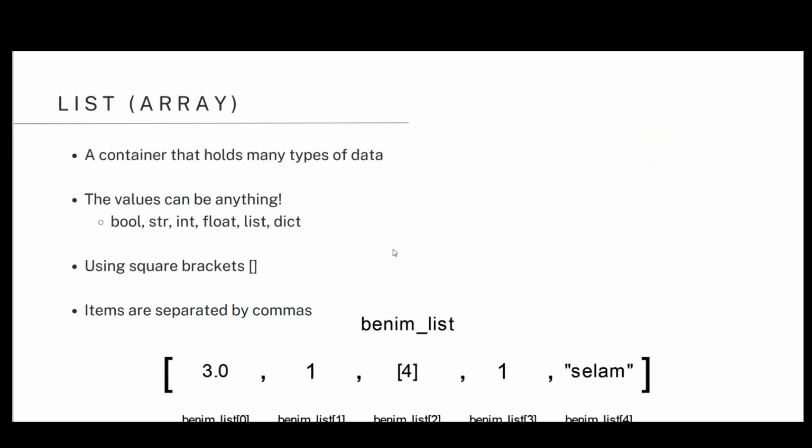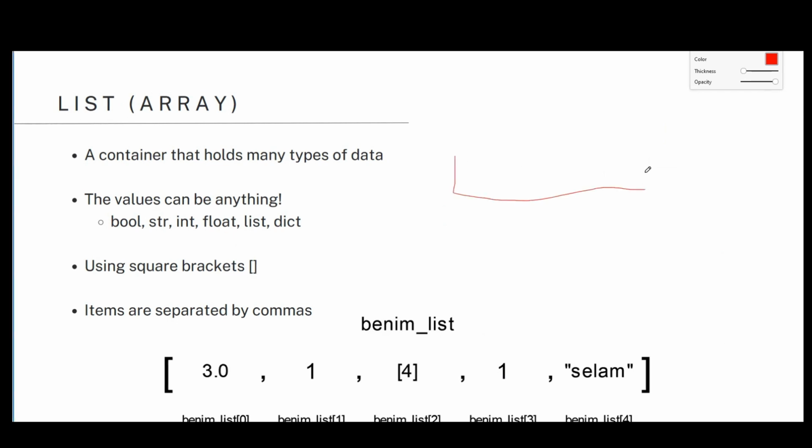So here's where the fun starts. This data type is called a list. It's also called an array. And you can kind of think of an array as a container that holds data. So for example, the values within this list can be anything. And we denote it with square brackets.